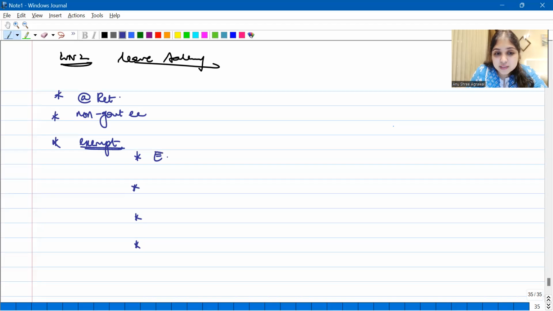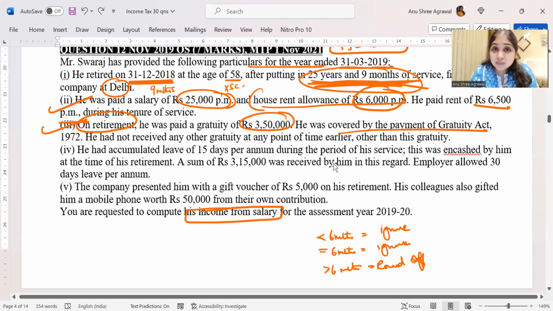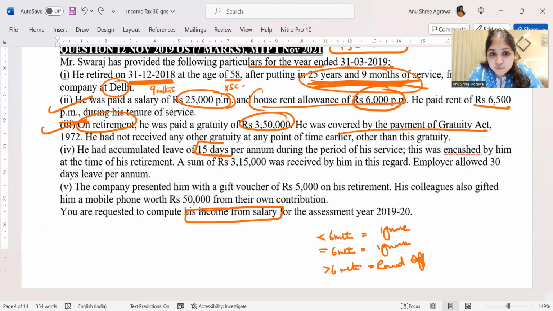Number 1, the first number is earned leave into average monthly salary. Now listen, have they given me earned leave? They are saying 15 days per annum, and they are saying employer allowed 30 days leave per annum. Guys, maximum leave per year is 30 days.